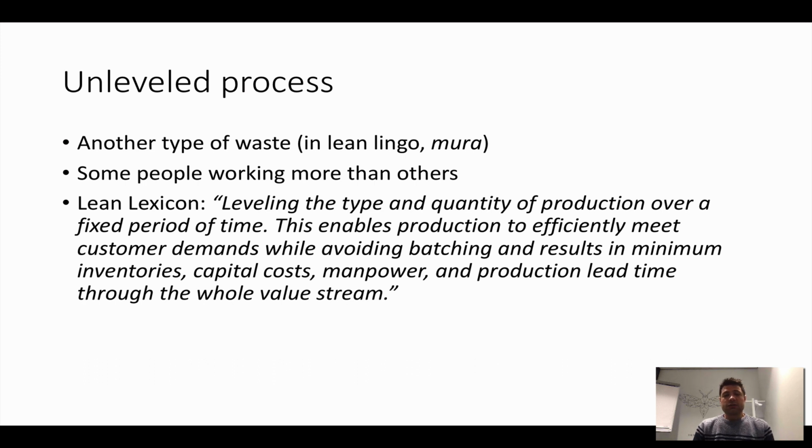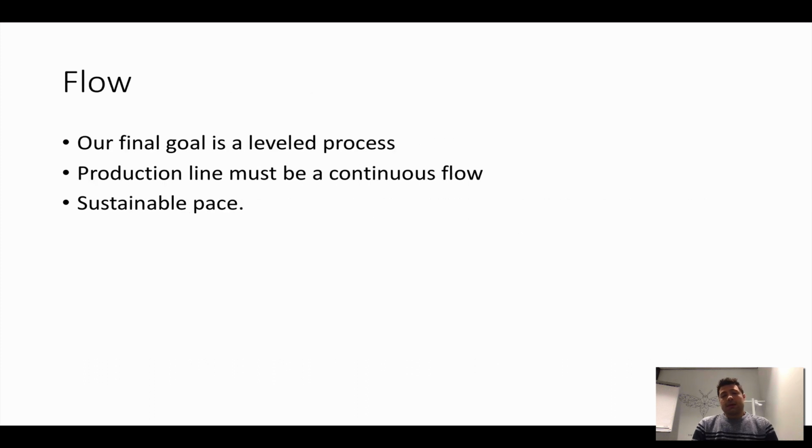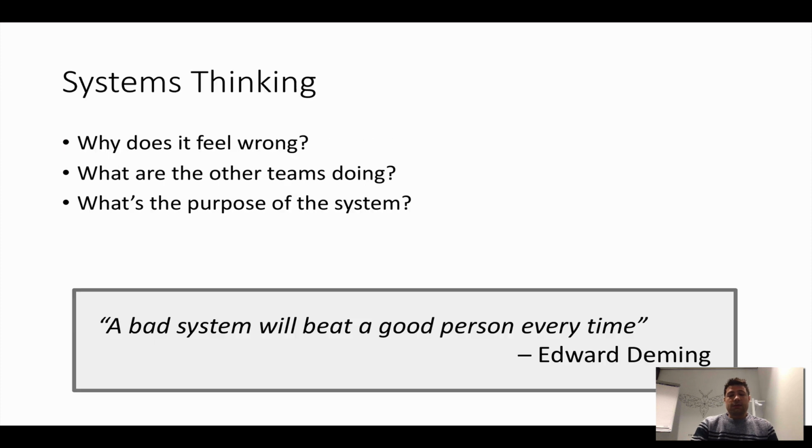And this is just a waste, right? In a way, we want the process to be leveled. Everyone working at the same pace, or just producing in the same way, right? So that being said, our goal is to have a continuous flow. And how can we do this? How can we have continuous flow?